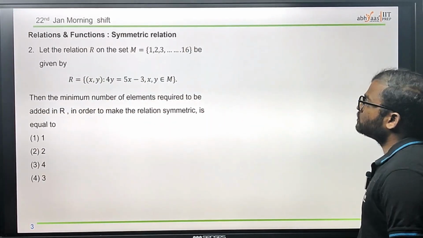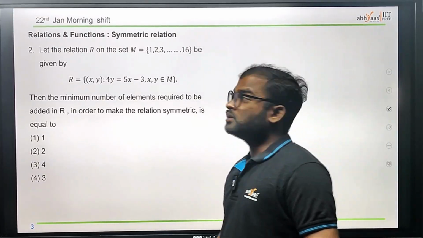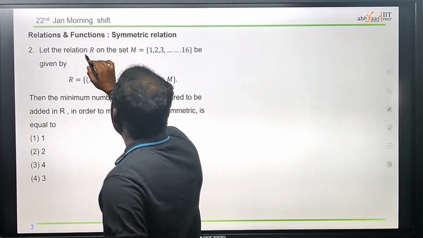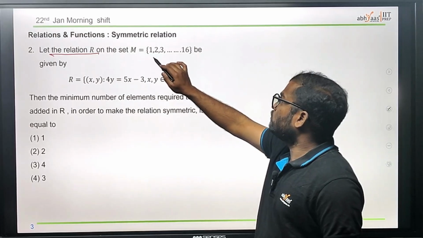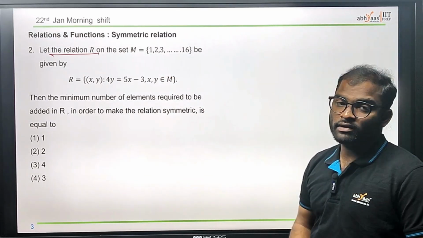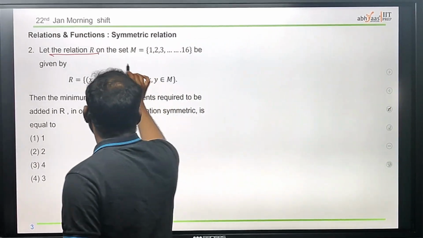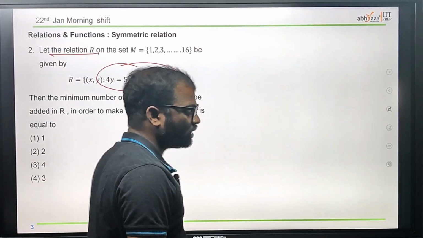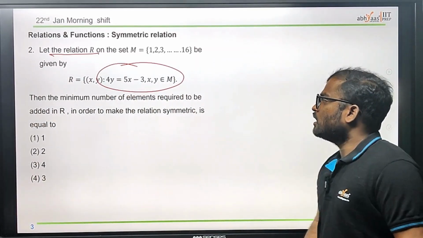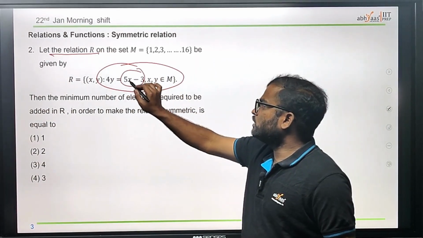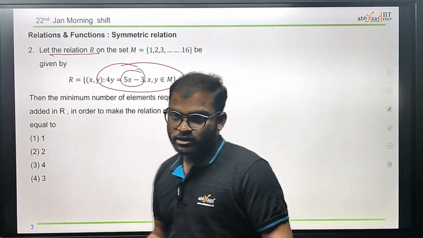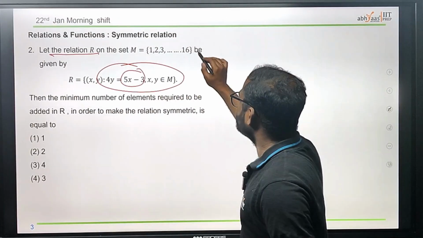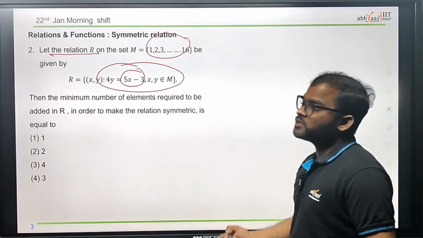Now come to the next question, on the basis of relations and functions. If we observe, they have given a relation R on the set M equal to 1 to 16, given by 4y is equal to 5x minus 3. If you observe, whatever you substitute here will be mod of 4, which is nothing but divisibility by 4. We have to see in this set which are divisible by 4.